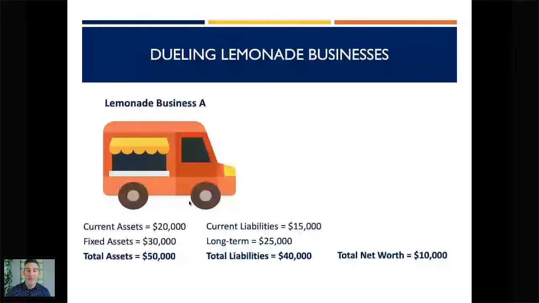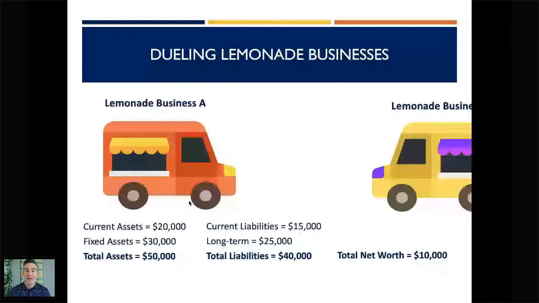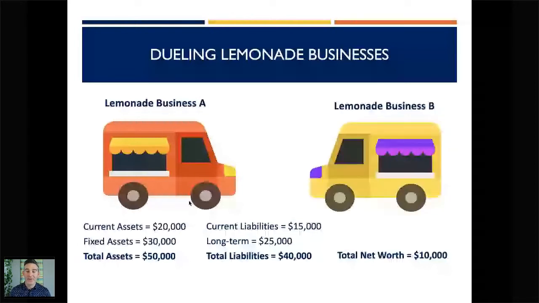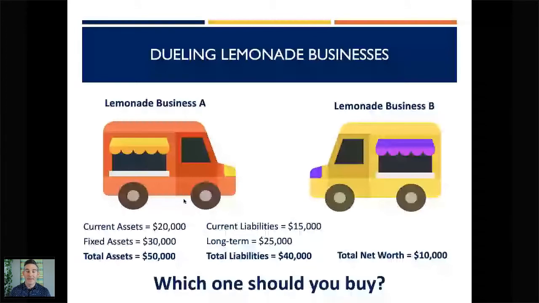Now let's say we find another business that is almost identical. The truck is almost the same except maybe the color. But you look at the balance sheet and you're seeing exactly the same numbers. So my question then for you guys would be, which one should you buy?